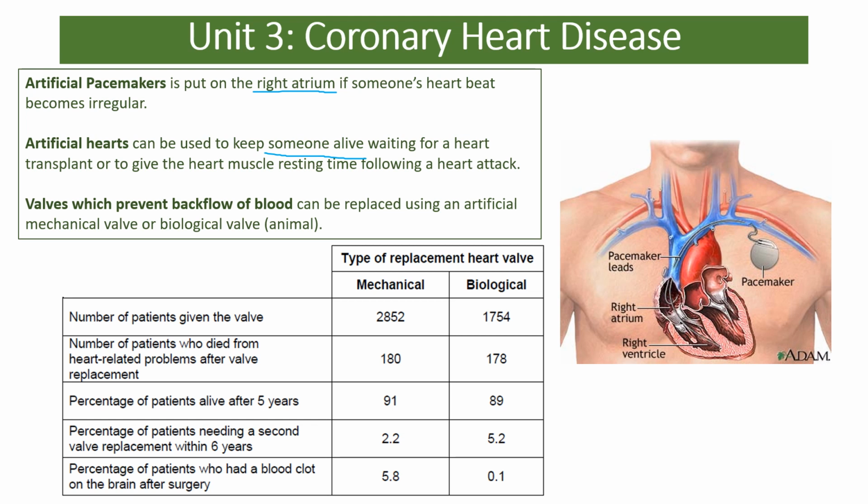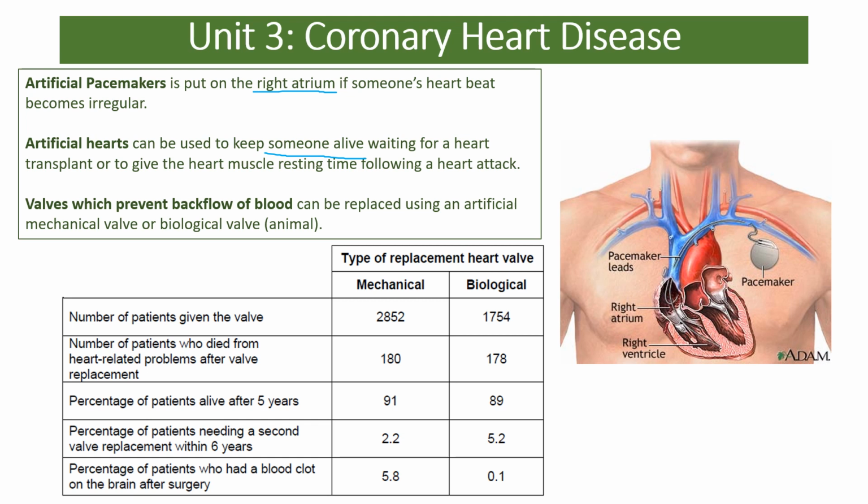And there are also valves, as you know, we talked about the importance of preventing backflow of blood. Valves can get worn out or damaged, and we can use artificial valves, which are either biological valves, which are animal valves, or mechanical artificial valves to do this. And you might get a question like this one, where you might be asked to compare and evaluate the use of mechanical or biological valves. So mechanical ones are ones we've artificially made, and biological are ones from animals.